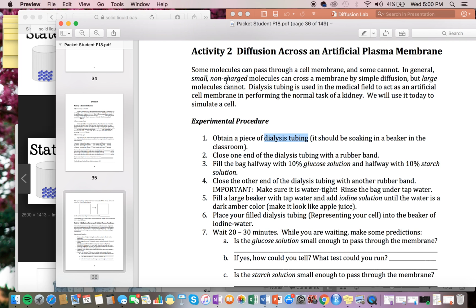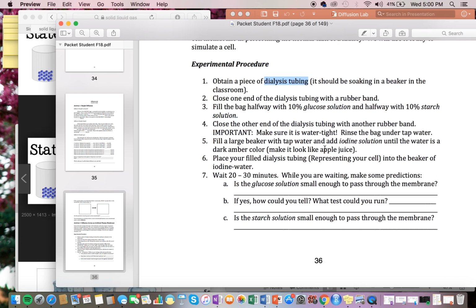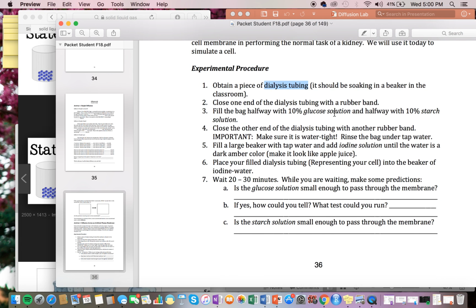The whole point of this experiment was just to kind of play around and see what the dialysis tubing would let come through it. So we filled the bag halfway with 10% glucose solution, and you can remember from our first lab that glucose is a monomer of starch.